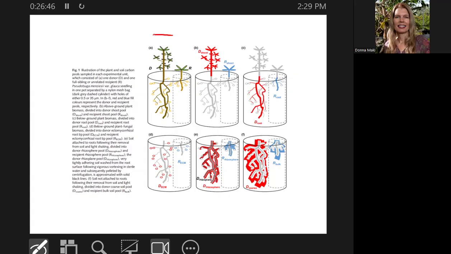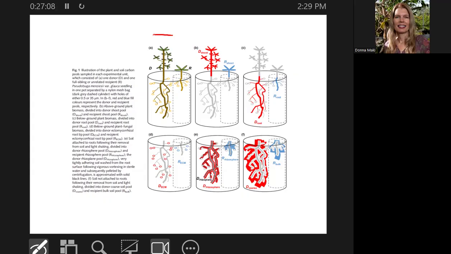There, I got the right one. Yeah, one donor and one full sibling. Oh, they're just showing the basic design. And then B is where they were testing the above ground biomass. So A is just, in general, what we did.